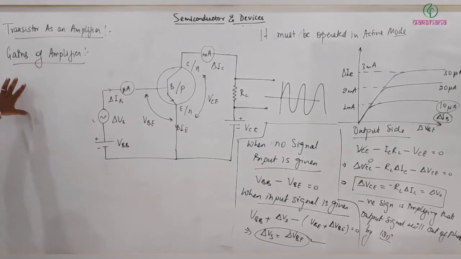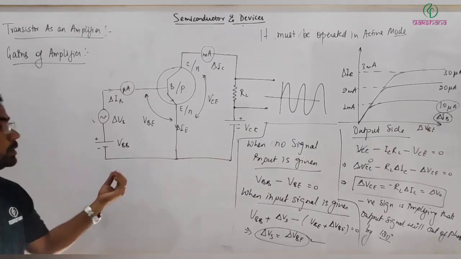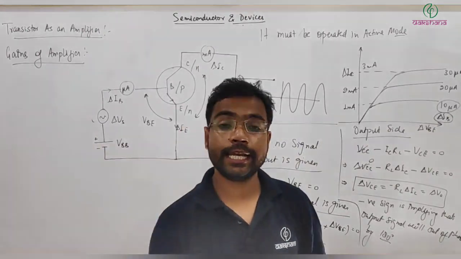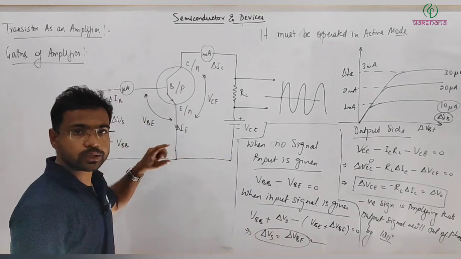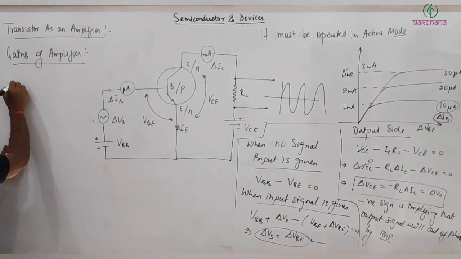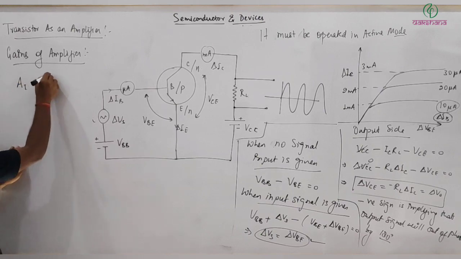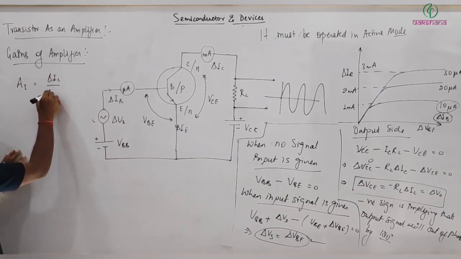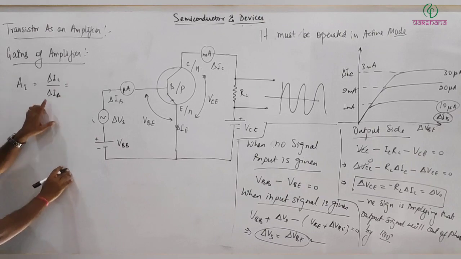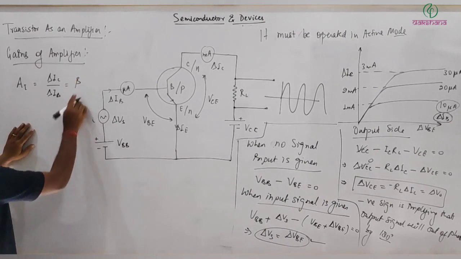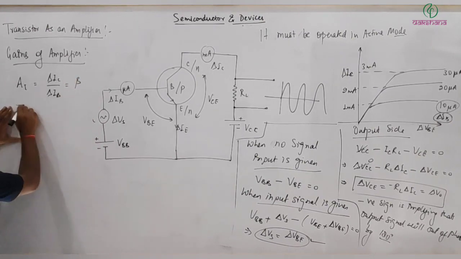Sometimes problems ask you to find voltage gain, current gain, and power gain. What are those terms actually? Current gain, written AI, is delta IC divided by delta IB, and you can see this is equal to beta. So this is called current gain.